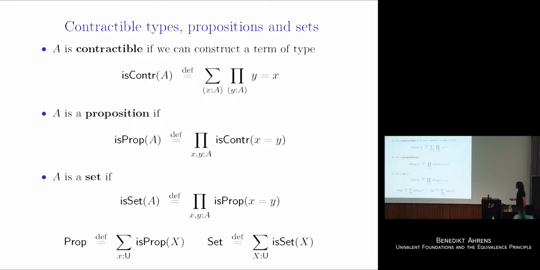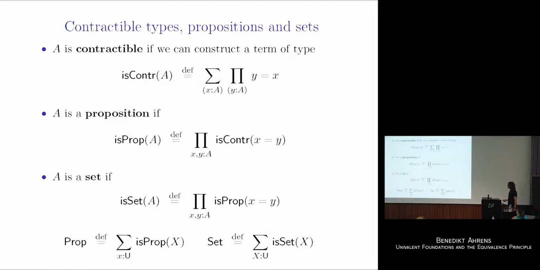And A is a proposition if all the identity types are contractible. So what this means is that, in particular, all the inhabitants of A are identical, are connected by a path, if one wants. And A is a set if the elements of A are equal in at most one way, or are identical in at most one way.